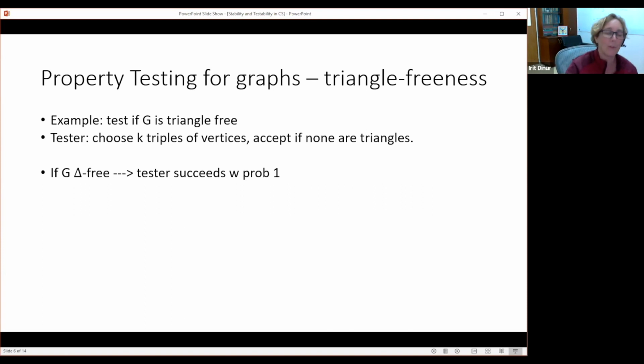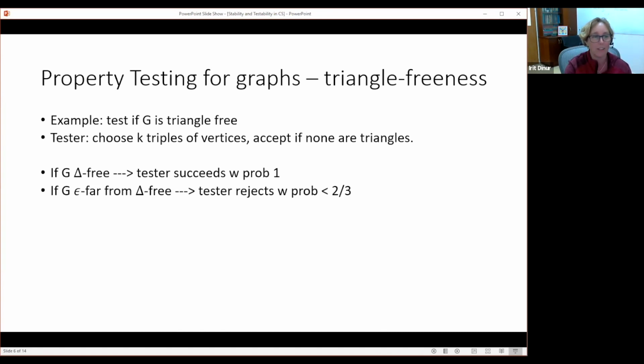Okay, but let me focus on the dense model. Of course, if the graph is triangle free, checking a bunch of triples will be fine. Now I want a theorem that says if the graph is epsilon far from triangle free, then the tester rejects with probability above 2/3. Apologies.